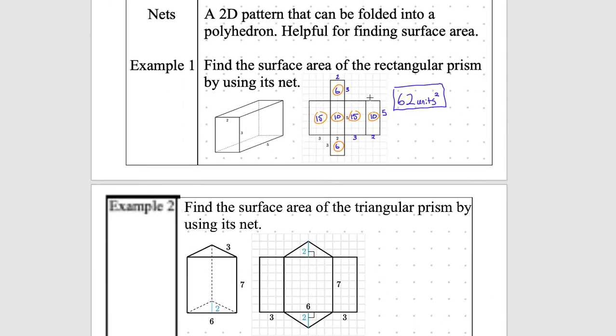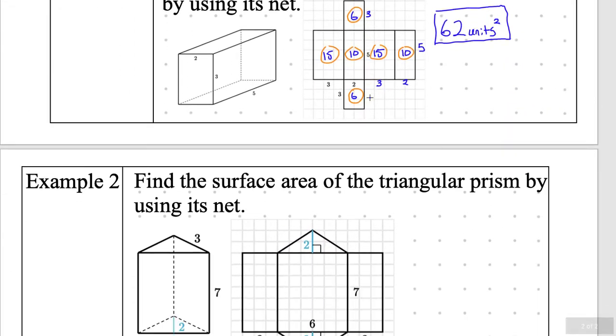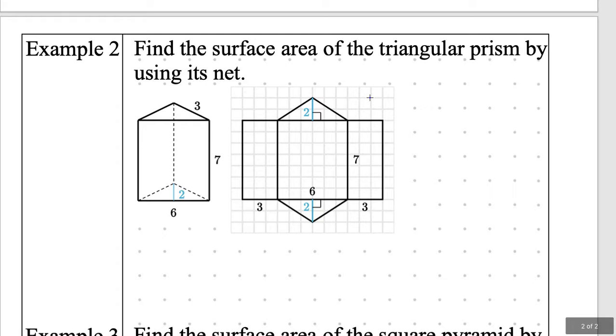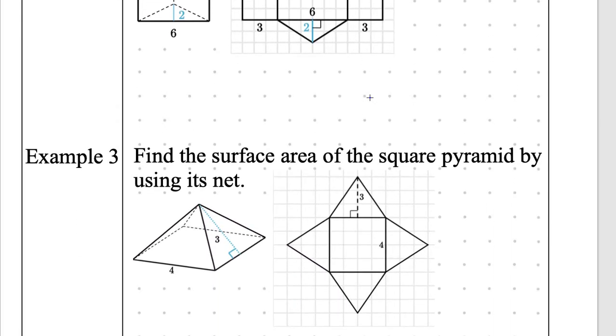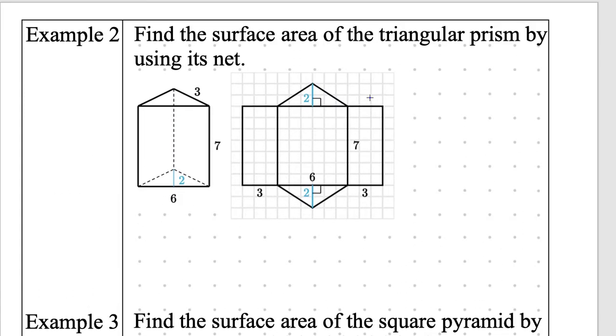So that's too much. I come back down here to example number 2. Let's find this surface area. And then I think, yeah, you can do example 3 on your own. Let's do example 2 because they're triangles. We might need to review those.